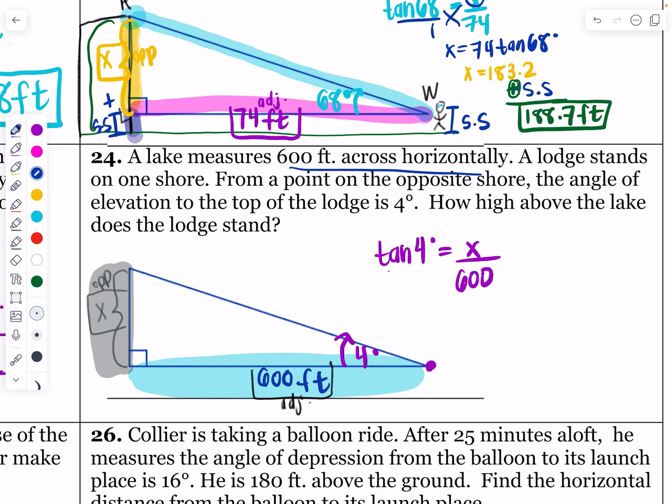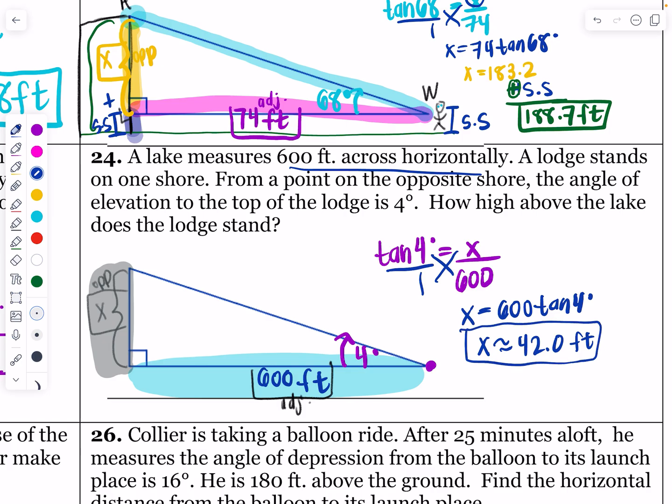So we're going to put that over 1, and we're going to cross multiply. So x should be equal to 600 times the tangent of 4 degrees. And we want to round that to the nearest tenth since this is a side length. So 600 tangent of 4 is going to be equal to 41.95. So we're going to round that up to 42.0. This is 42.0 feet tall is how tall this lodge is.